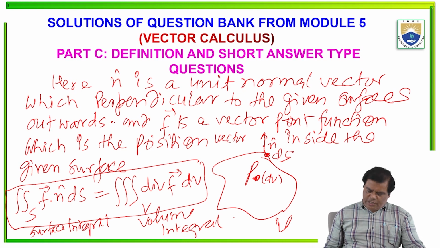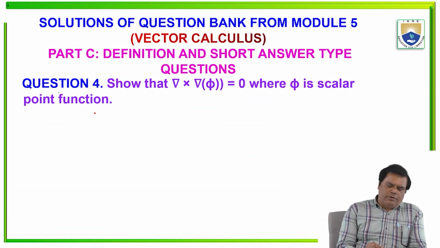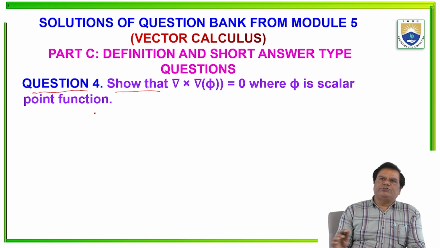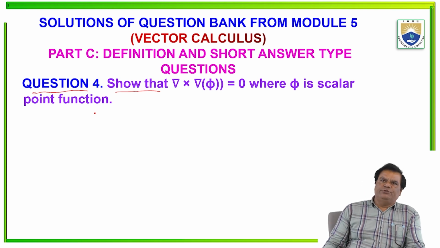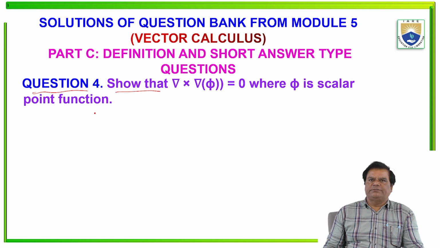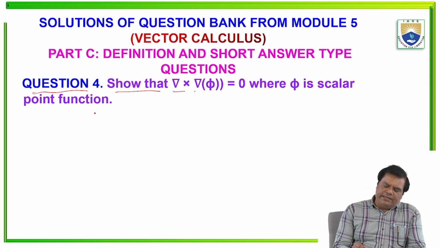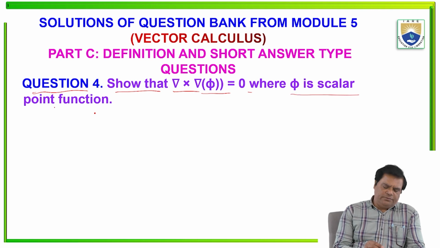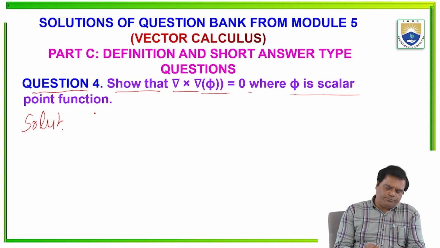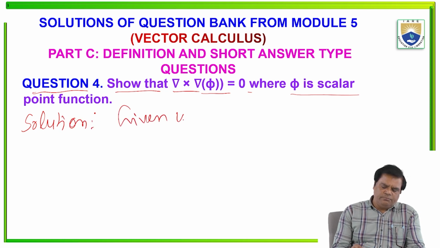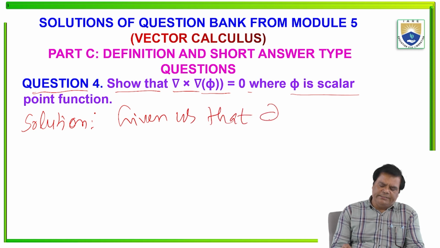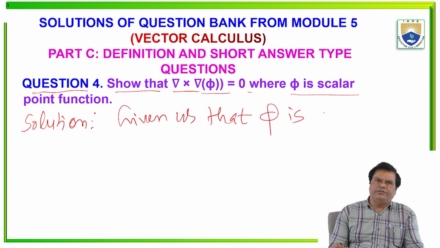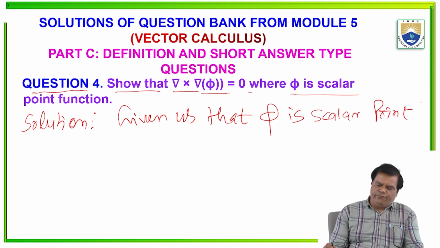Okay. Now next, problem 4. Show that, this is a very short answer type question from part C in vector calculus, module 5. Show that del cross del phi equals 0, where phi is a scalar point function. So solution: phi is given as a scalar point function.